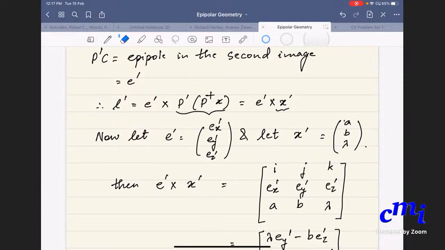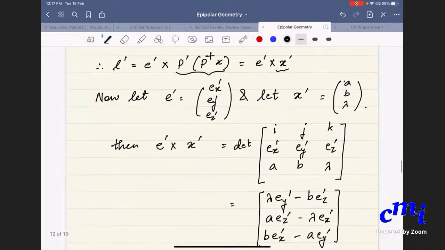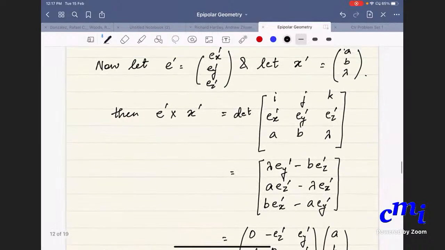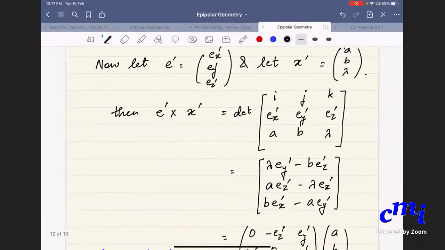So look at the cross product E prime cross x prime. It is just the determinant of this matrix. If you calculate it, written in vector form, the components will come out to be these three. You can quickly check. The component for i will be lambda Ey prime minus B Ez prime, and so on. So these three components are what come out as the cross product.